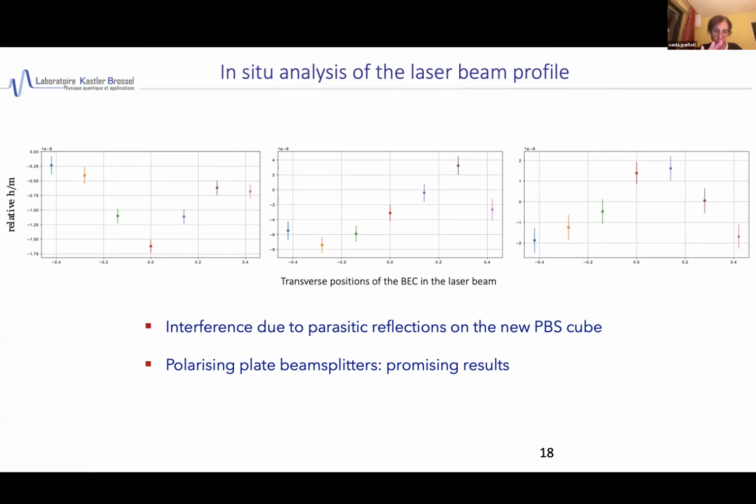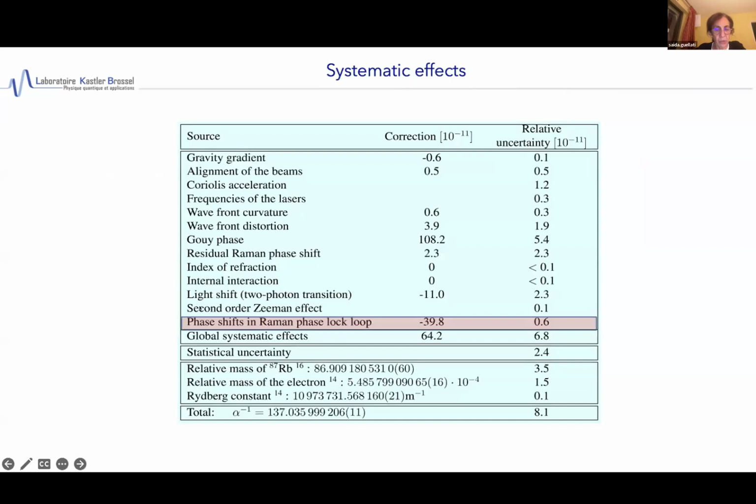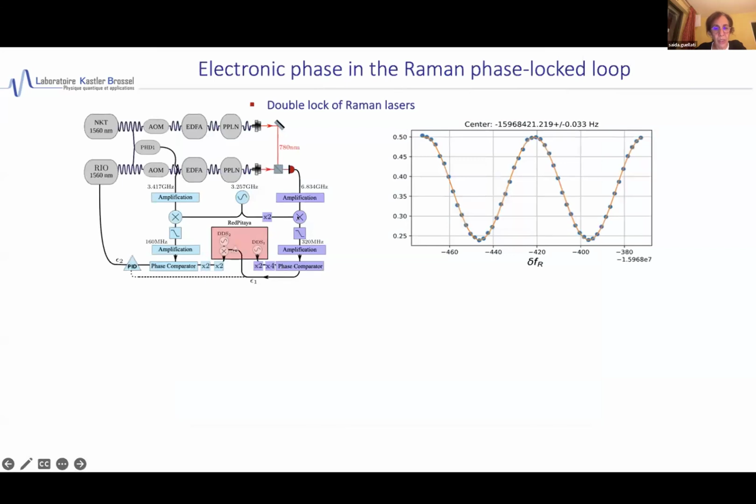average the local fluctuation. At the same time, I will say just a few words about this second effect, due to the phase shift in the Raman phase lock loop. Between the two pairs of Raman beams, we have to sweep the frequency of the laser to compensate gravity and to stay in resonance with the laser. And this induces an electronic phase shift that we discovered by studying systematic effects in 2022.